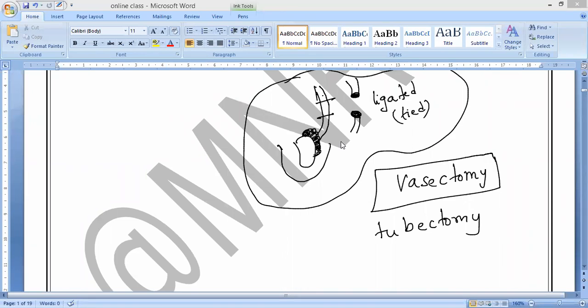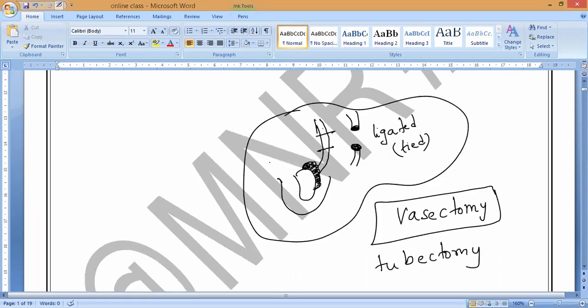Please respond. You have to write not only that it is a surgical procedure in males. What will happen in this? A small portion of the sperm duct, the vas deferens, will be cut, and they will tie both the ends. That is all you have to write. You can write the explanation in your own words: a small portion of the sperm duct is removed by surgical operation, and both the cut ends are tied properly. That is what we call vasectomy.